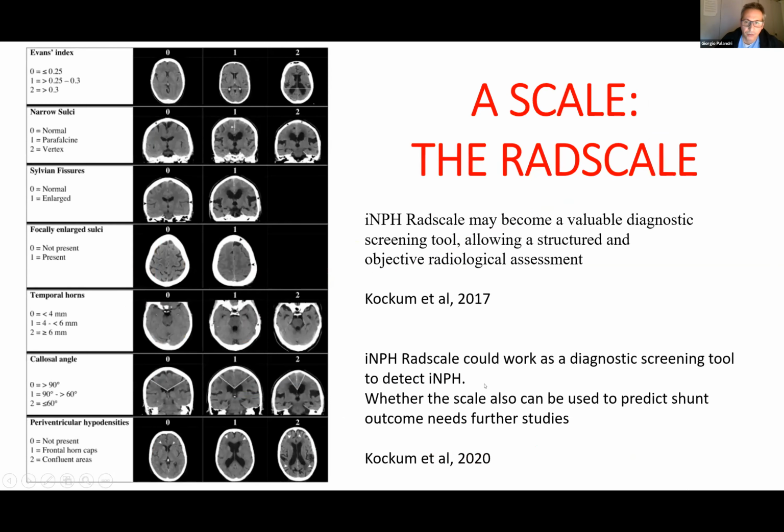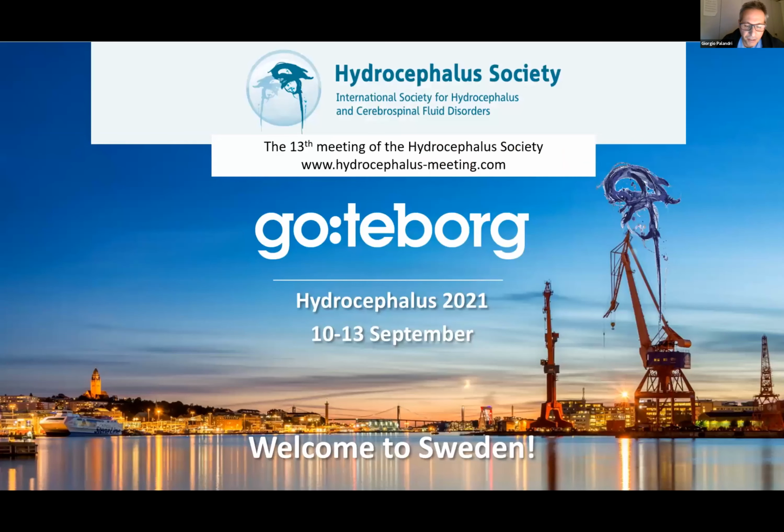Last but not least, I want to stress the importance of using validated and standardized scales. I want to mention again the iNPH RAD scale. Perin, Kockum, and the UMEA group have already published 2 papers. They stated that the iNPH RAD scale could work as a diagnostic screening tool to detect iNPH, but whether the scale can also be used to predict shunt outcomes needs further studies. But I strongly suspect that we will soon hear again from them.